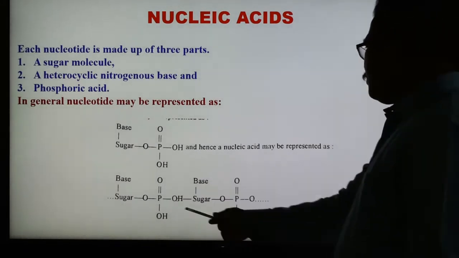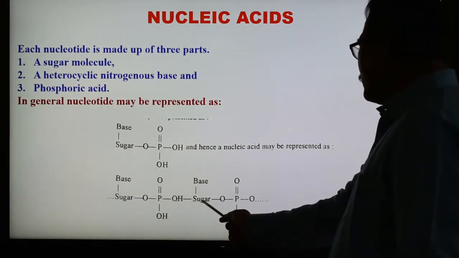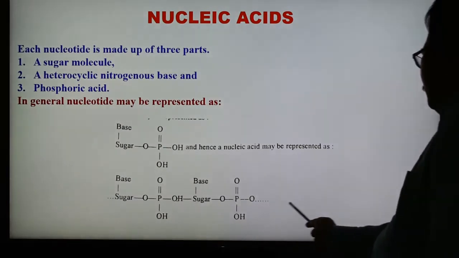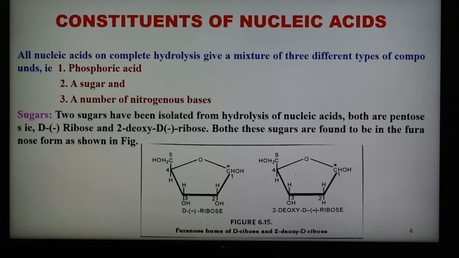This is one unit, that is the base, then sugar, and then phosphoric acid. Again this combines with the sugar, base, and phosphoric acid. In this way, a large number of monomeric units are joined together, forming the biopolymer known as nucleic acid. So here is shown an example of a nucleotide, how it is represented, and how nucleic acid forms polymers. And now, what are the constituents of nucleic acid?